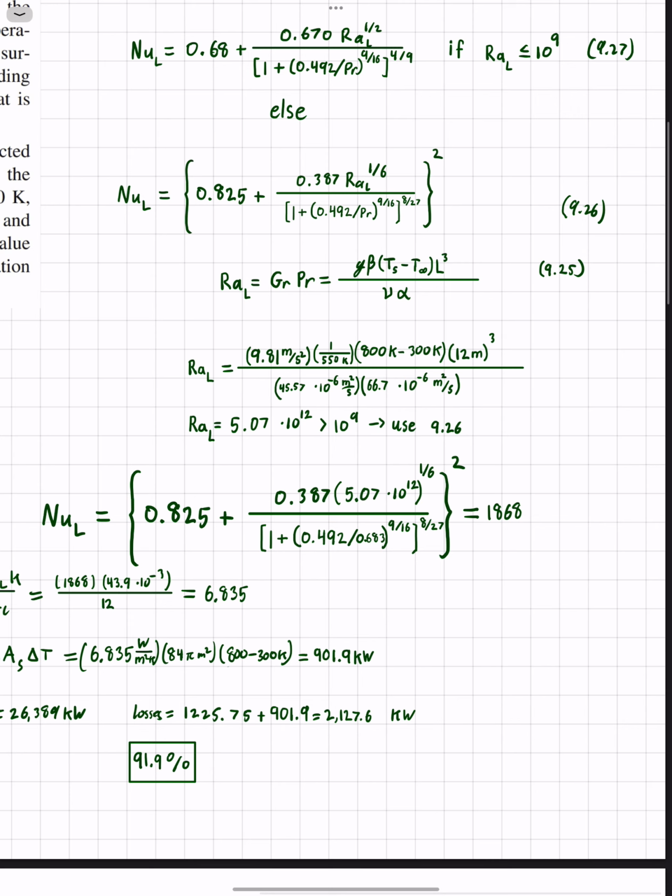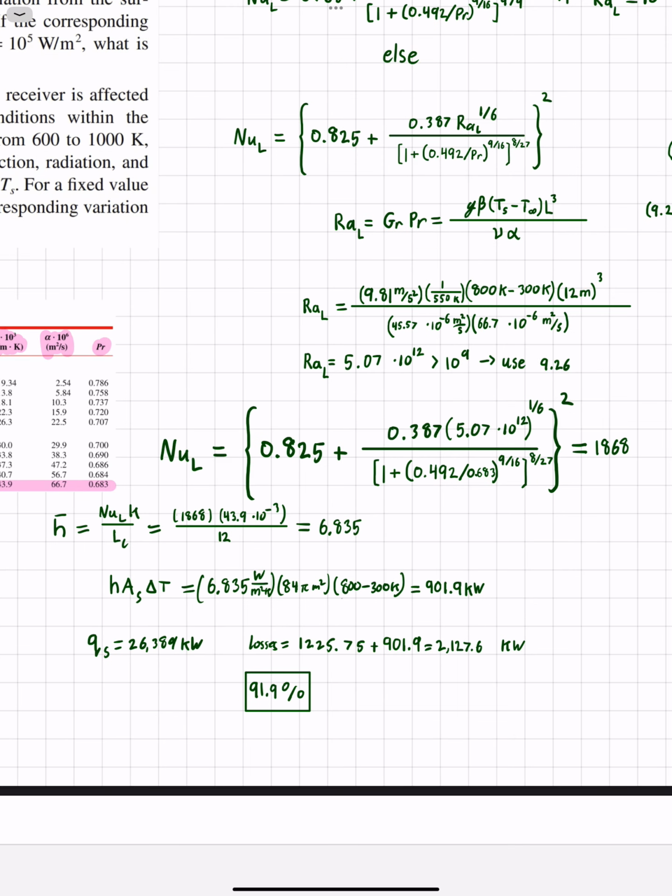found, 5.07 times 10 to the 12th to the power of 1/6, over 1 plus 0.492 over the Prandtl number, which again from the table is 0.683 to the power of 9/16, all to the power of 8/27, all to the power of 2. This equals 1,868. So from this, we know that h is equal to Nusselt number times k over L, the characteristic length. So we have Nusselt number as 1,868 multiplied by 43.9 times 10 to the negative 3 over 12 equals 6.835.